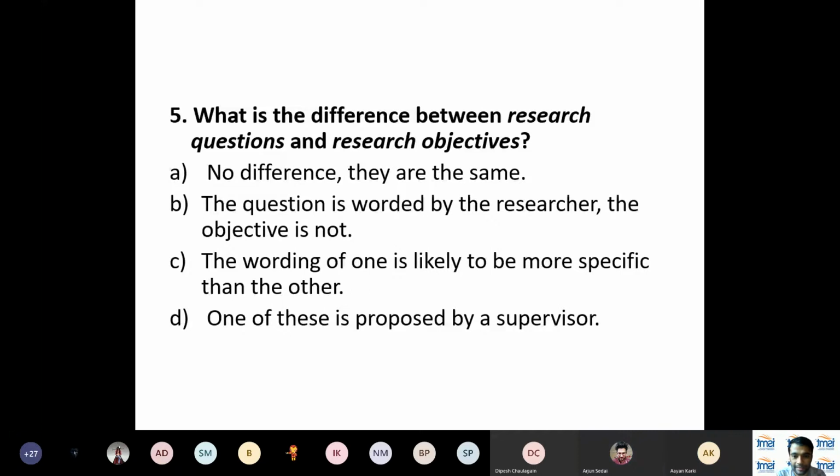So "no difference, they are the same" is eliminated, it is a wrong answer, because if that were true, there would be no need to write the research question and research objective separately. Next, the question is ordered by the researcher, the objective is not. That means if the researcher writes only questions, not the objective, it indicates that. But no, both are written by the researcher. So that is also a wrong answer. Eliminated. Moving on to the last part: one of these is proposed by the supervisor.